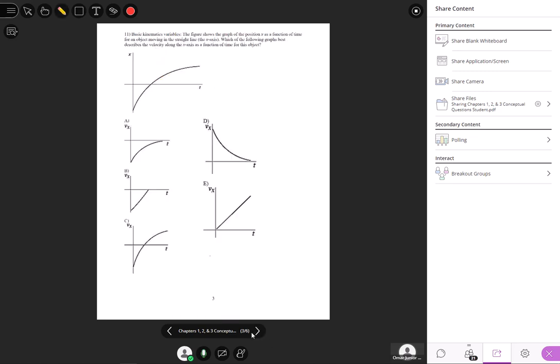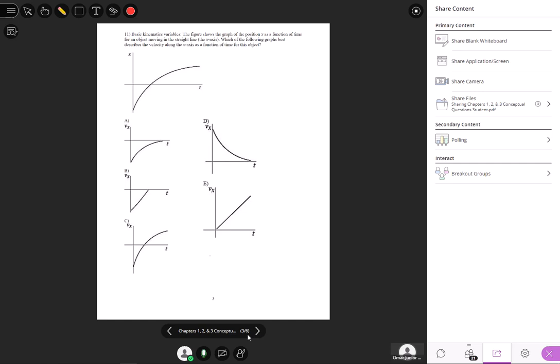All right, let's look at the next one. I need to move on here because I do want to look at some problems if we can. Here's another good one. Basic kinematic variables. A figure shows the graph of a position x as a function of time for an object moving in a straight line. Which of the following graphs best describes the velocity along the x-axis as a function of time for this object?